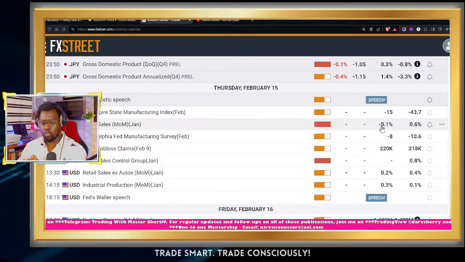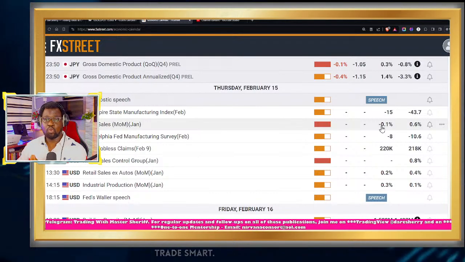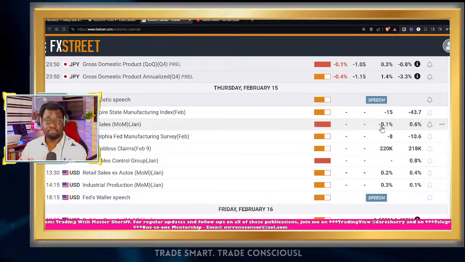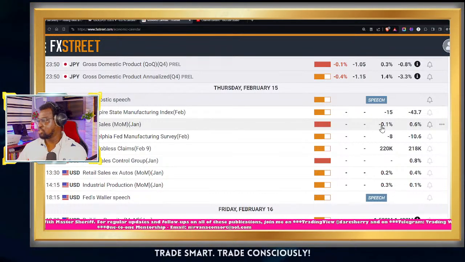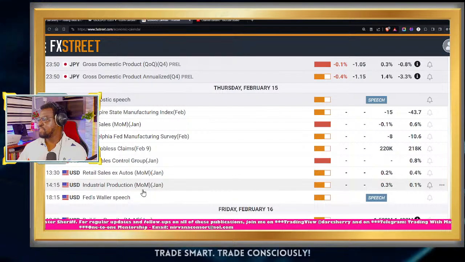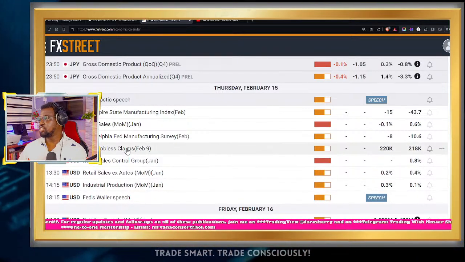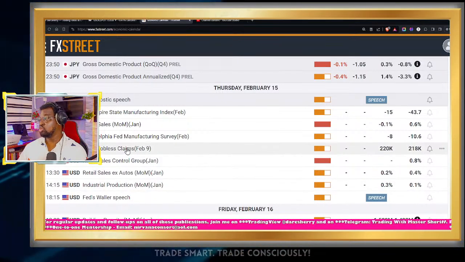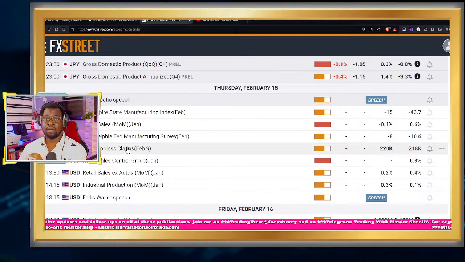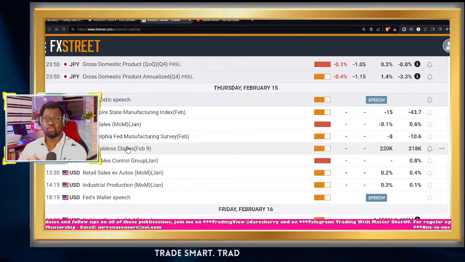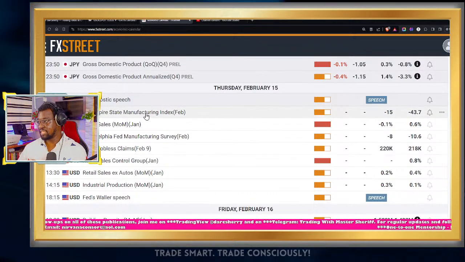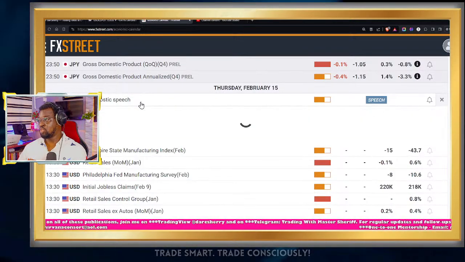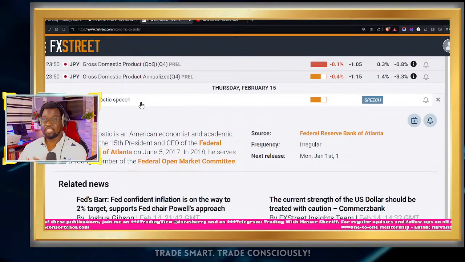So what will the actual data be? Will it be just as expected, below expectations, or even beyond expectations? Then there are other events here which we are going to be looking forward to. I will just be talking about the major ones which I think will have a major impact in the financial landscape today. Now, we are going to be looking forward to Bostic's speech.